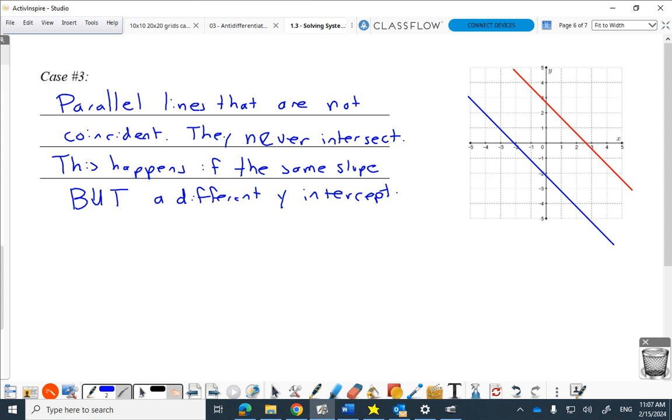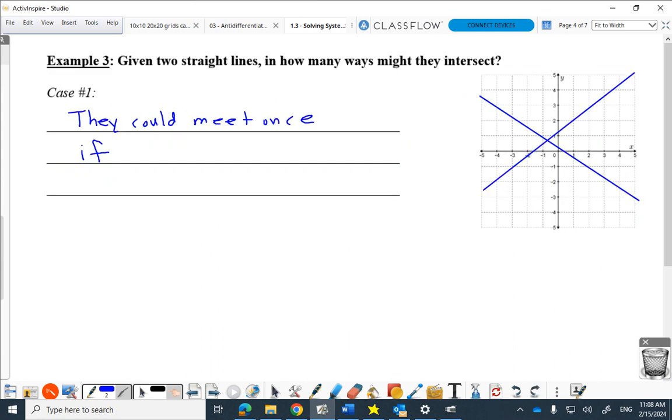Who's ready for case 1 though? If I go back to case 1, are you ready now that you've seen the other ones? Case 1 would have been hard. What happened here? It's actually simpler. Different slope and y-intercept? They can have the same y-intercept actually. Same y-intercept, they'll still intersect at one spot. So you only need the first part. They meet once if they have different slopes. As soon as they have different slopes, they're going to meet once.